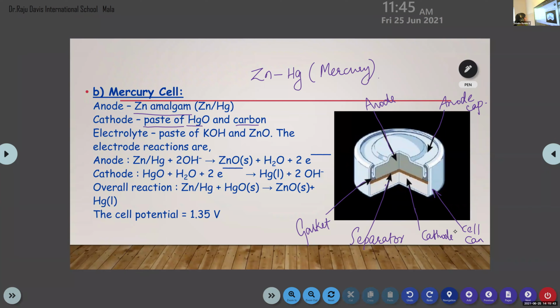Okay, children. In the case of this mercury cell, the anode is zinc amalgam, the combination of zinc and mercury. Then the cathode is the paste of mercuric oxide and carbon. And the electrolyte is the paste of potassium hydroxide and zinc oxide. Then the electrode reactions take place here. At the anode, the zinc amalgam receives OH- ions and becomes zinc oxide, plus H2O plus 2 electrons.